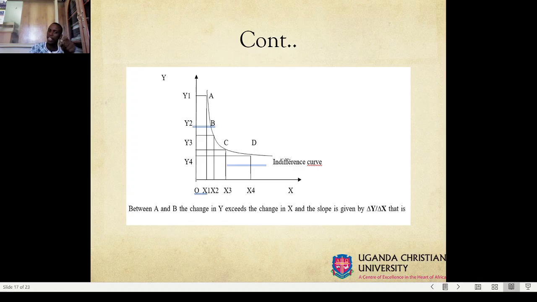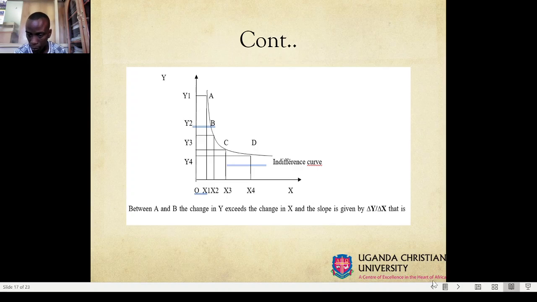But each of those points will give you the same level of satisfaction; the difference is the amount of x and y you're having in that combination. We are calling them combinations because at point A we are having some elements of y and some elements of x. So it's a combination of x and y units. That's the indifference curve.